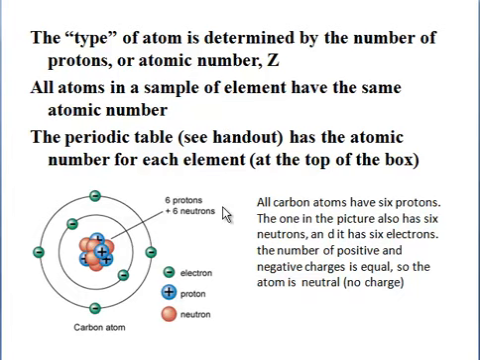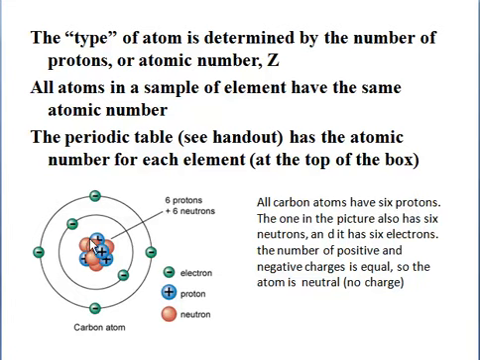So at this point, look at your periodic table. You'll see boxes for each element. If you look in the second row, for example, you'll find the box for carbon. At the top of the box, you'll see a 6, which is the atomic number for carbon. All carbon atoms have 6 protons.